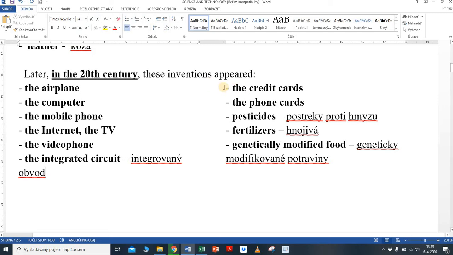work, or for fun. The credit cards, the more efficient ways of payments, be it also chemical products, including the pesticides, fertilizers, or the genetically modified food. These inventions play important role in agriculture.